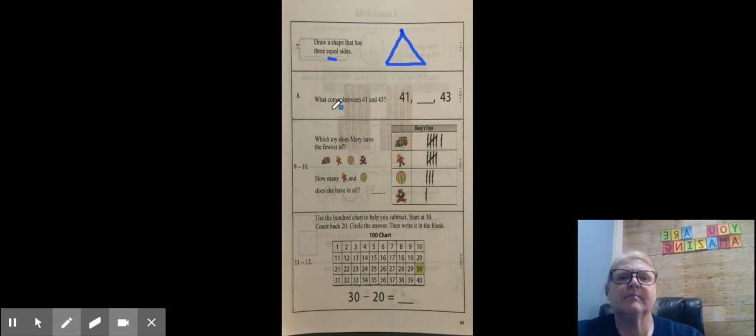Number 8. What comes between 41 and 43? 41, 42, 43.